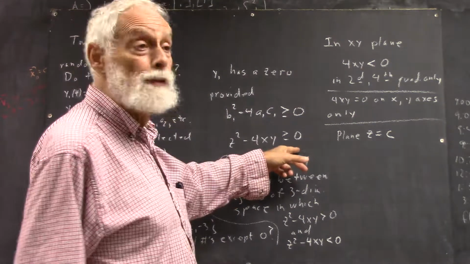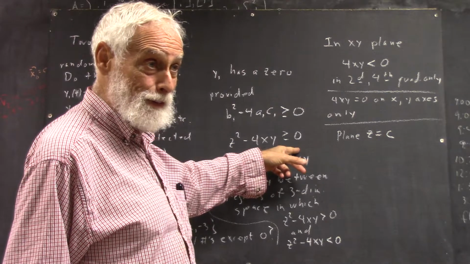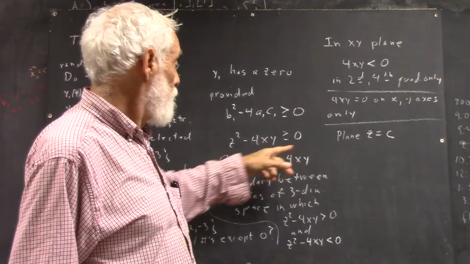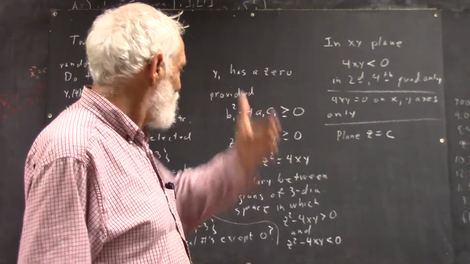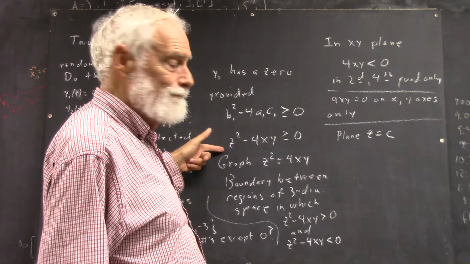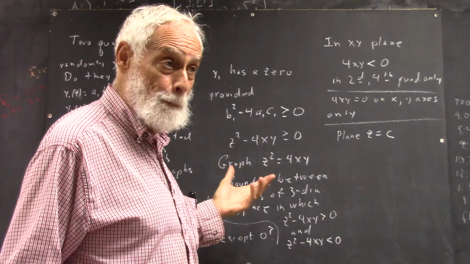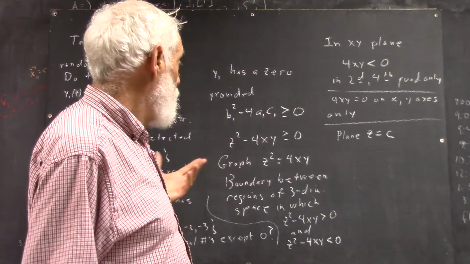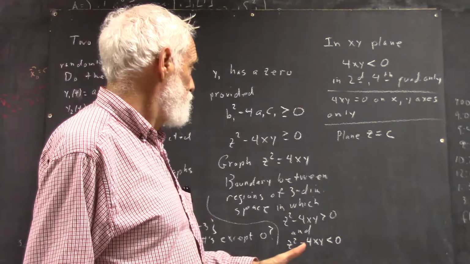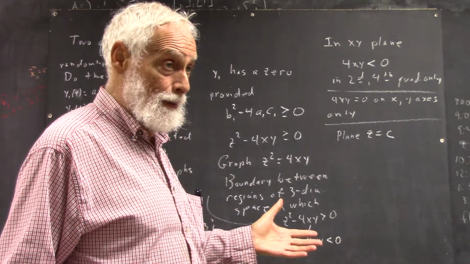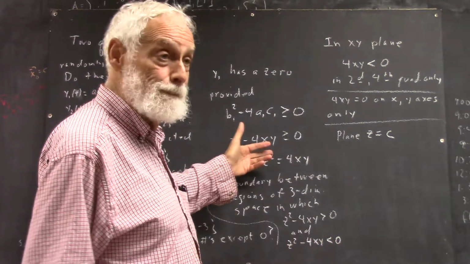So Z squared is always greater than or equal to 0, isn't it? But the only intersection, in the XZ plane, you've just got the value of this function is equal to Z squared. Okay? And in the YZ plane, you get the same thing. Okay? So it's not going to be very helpful.